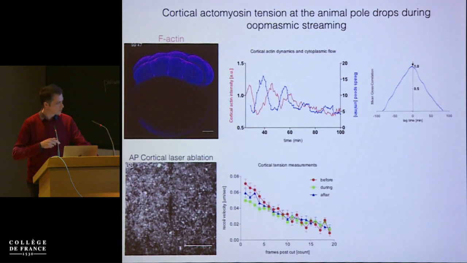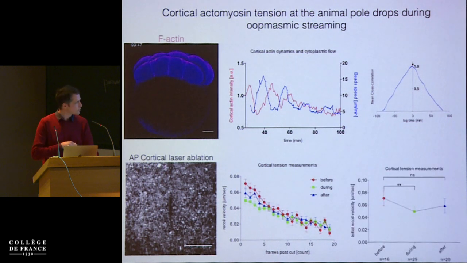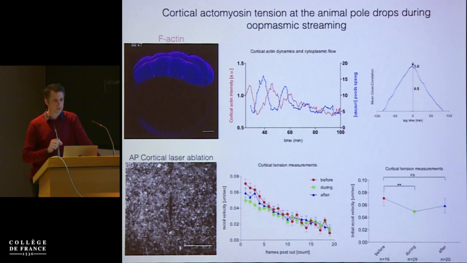This is just looking at the recoil velocity, and this is just a quantification of it. Before the flows are setting in, this is the initial recoil velocity, then it goes down, and then the cortex is being reassembled before the next round sets in. This is all consistent with this very old model from 30 years ago, that the specific disassembly of actomyosin, the reduction of tension at the animal pole, triggers this flow.